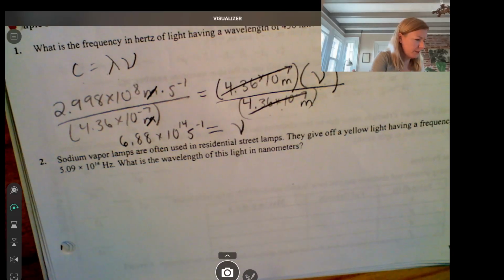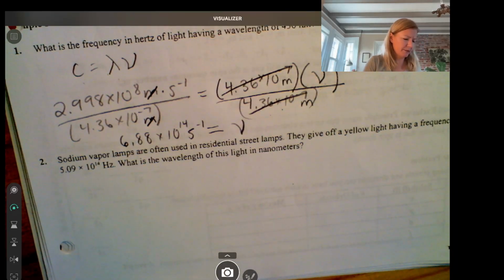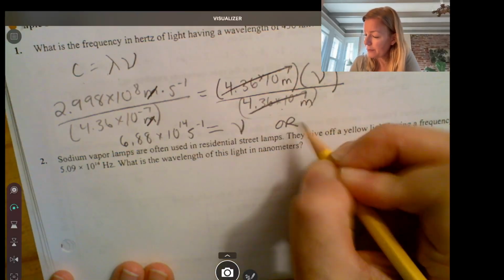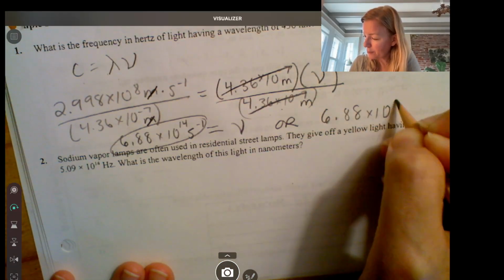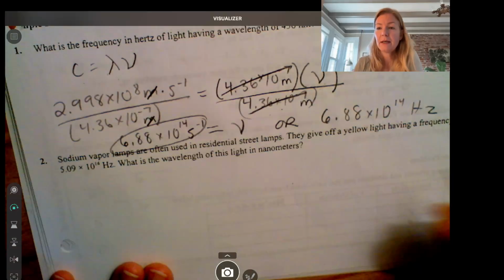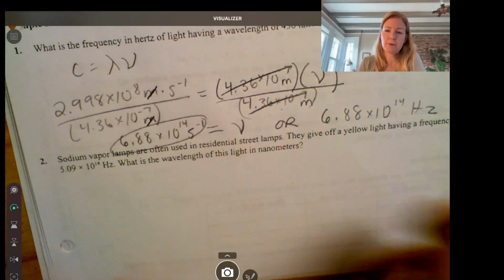Okay, next one. Let me just check my answer. Can't be sure that's right. Okay, another way you could say it, you could also say 6.88 times 10 to the 14th hertz. Hertz and seconds to the -1 are the same thing.